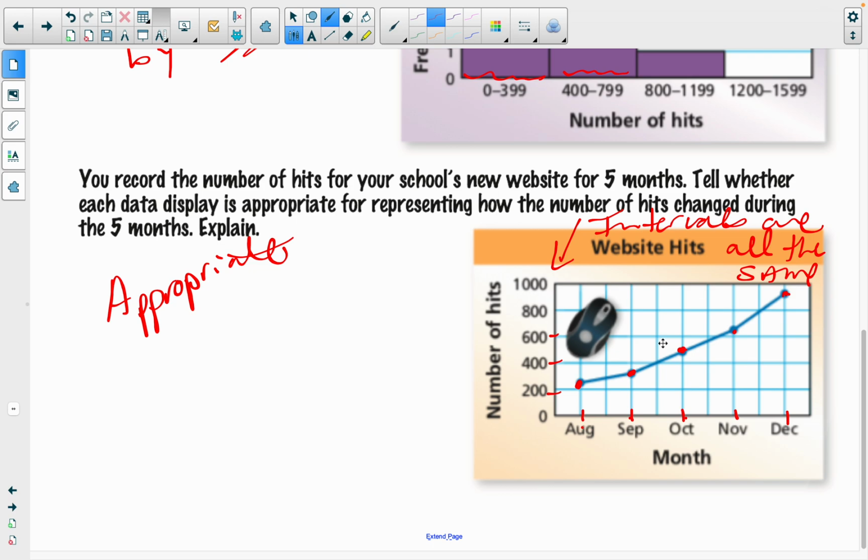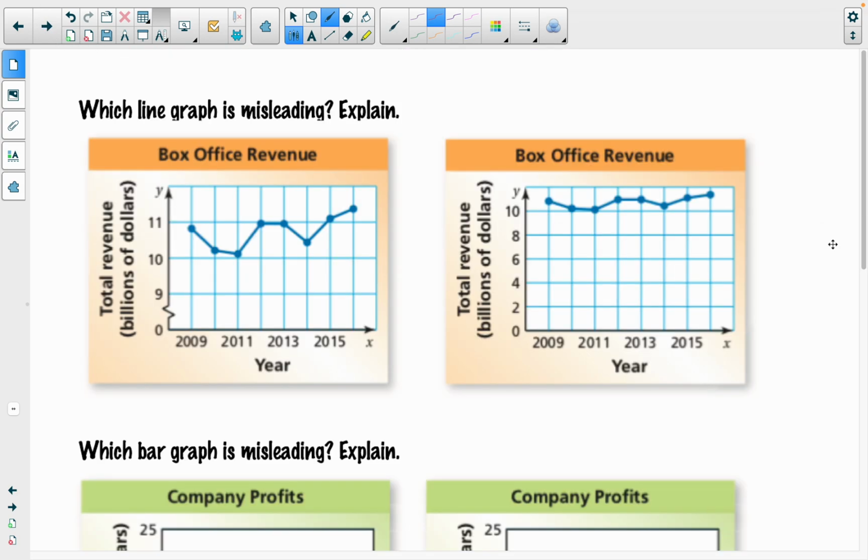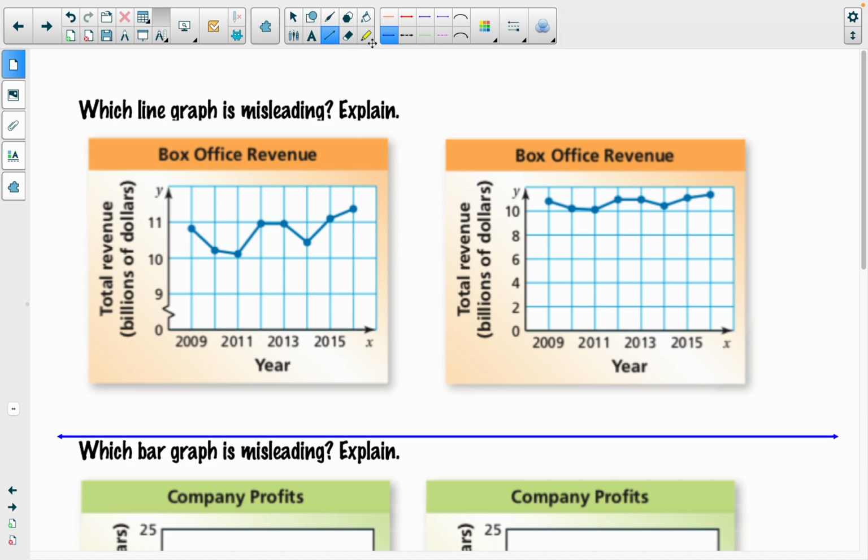All right, let's go to the next page and look at a graph. And we're going to compare. So this is showing us 2 different graphs. And one of them is trying to mislead you, okay? This is looking at through the years and the revenue of, and it doesn't say what, but box office. So movie revenues through the years.